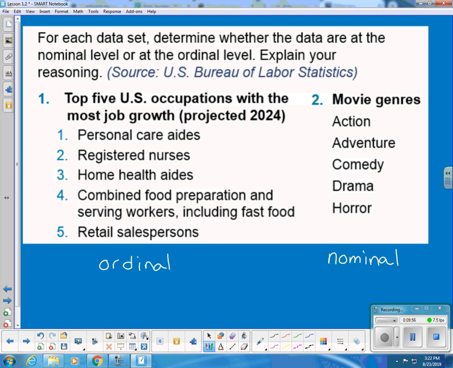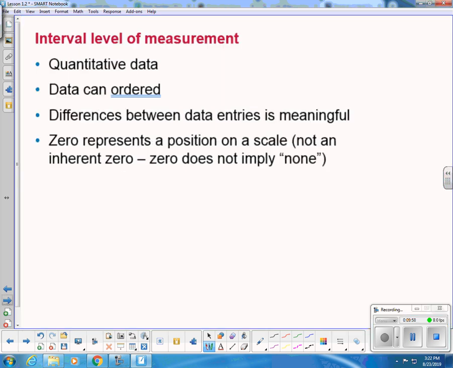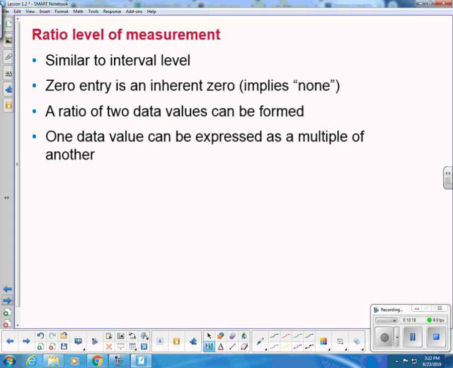Okay. All right, so interval level, again, quantitative data. It can be ordered. The differences between data is meaningful, and 0 represents a position on a scale, not representing none. It's just a position on the scale. Ratio level, similar to interval level. The 0 is really important here. 0 means none. Okay? The ratio of two values can be formed, and one value can be expressed as a multiple of another.